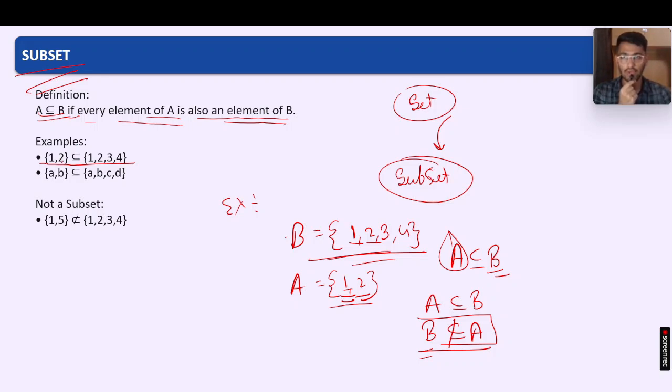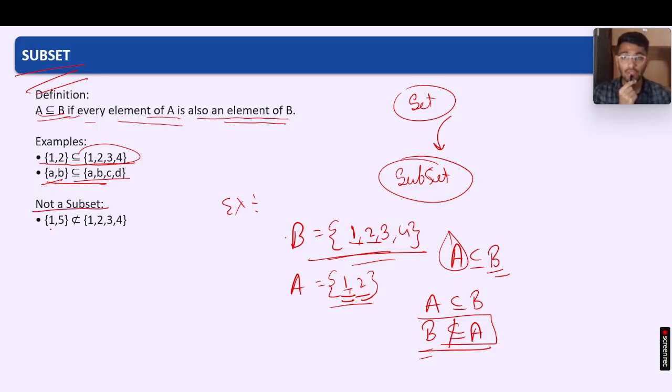So A is a subset of B. You can say 1 2 is a subset of 1 2 3. Why? Every element of this set is in this set. Yes, 1 is there, 1 is there, 2 is here, and 2 is also there. So here also a is there, b is there, b is also in the set. So this is a subset of this.